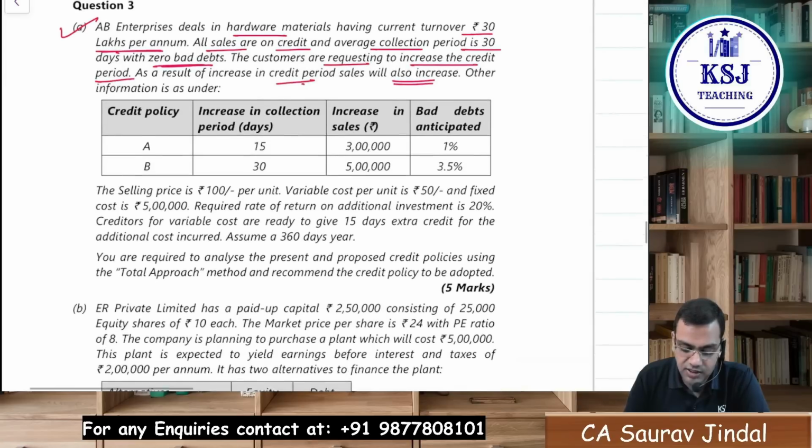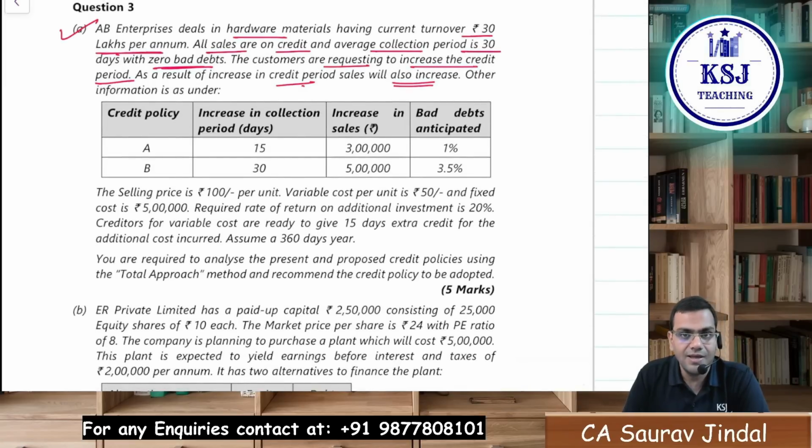So information is given. Credit policy A and B. Increase in collection period is 15 days and 35 days. Current period is 30 days. Increase in 15 days means 45 days here and a total of 60 days here. Increase in sales 3 lakh and 5 lakh. Current sales is 30 lakhs, so here the sales will be 33 lakhs and 35 lakhs. The current bad debt is 0%, then the bad debts will be 1% and 3.5%.